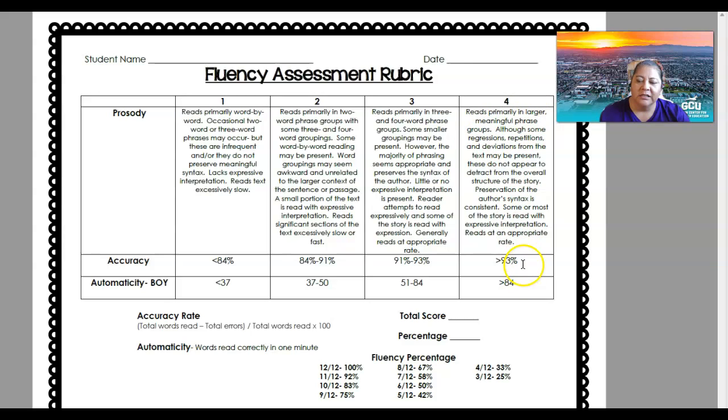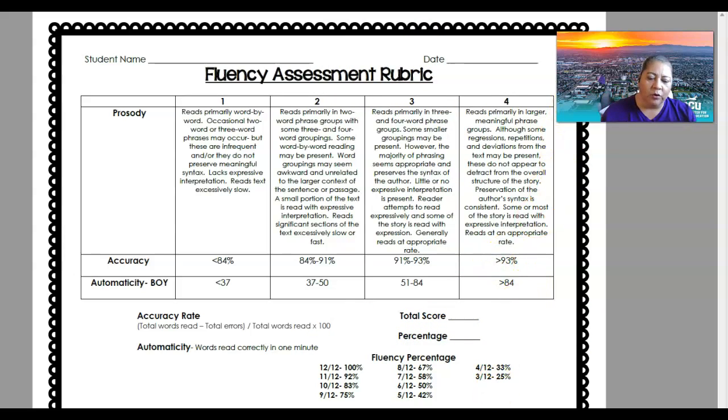They'll get a 4. This is also accuracy and also the automaticity, the automatic way of reading those words. And this one here, they would get a 1 if they read primarily word by word, occasionally 2 words or 3 words. And then again, they give you the fluency passages: automaticity, words read correctly in 1 minute; accuracy rate, total words read minus the errors, divided by the words read times 100, and that gives them their percentage fluency. So you can use all of these.